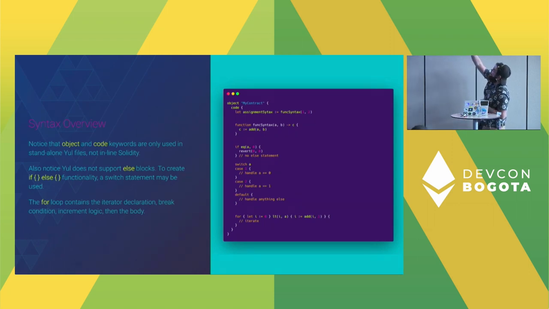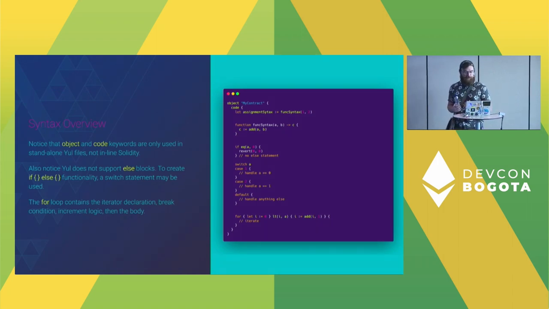So stepping through, starting at the top, we have the assignment syntax. Notice we have a colon and equal sign. Anything on the right side is assigned to the left side variable. If the variable is being newly declared, if we're not reassigning, then we need to use the keyword let.